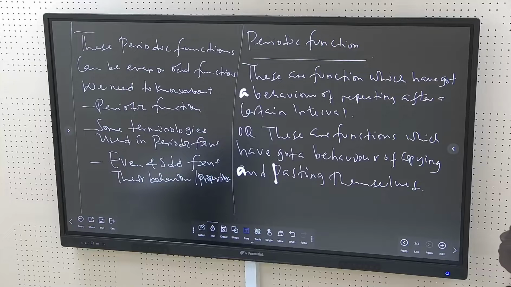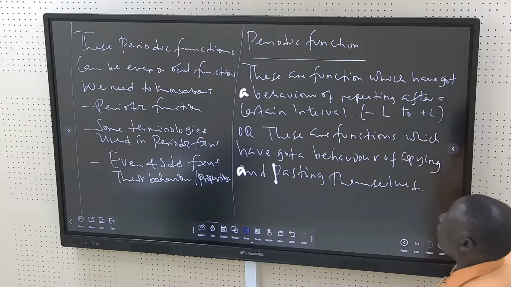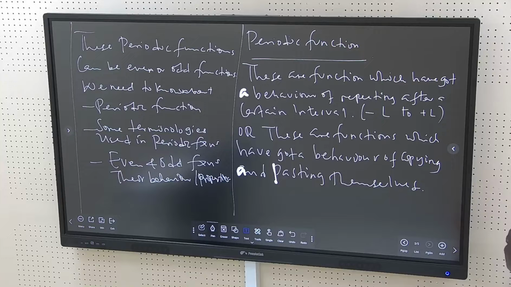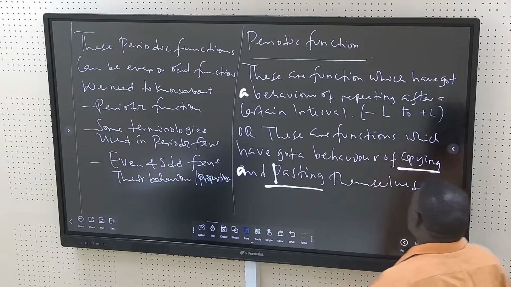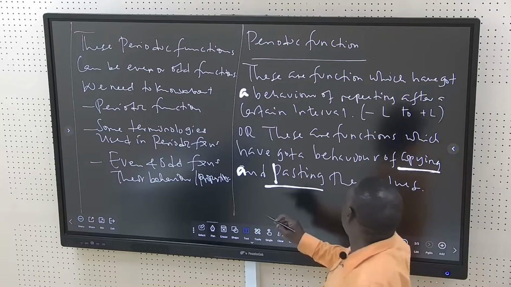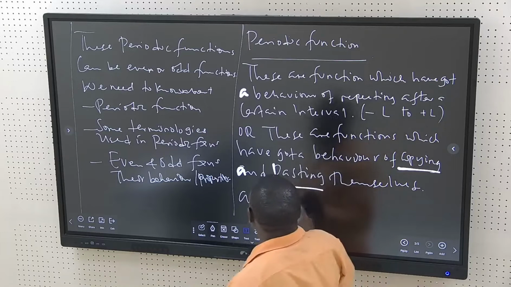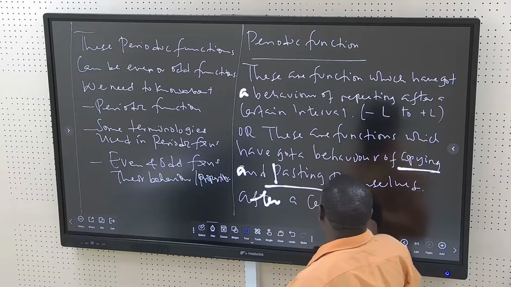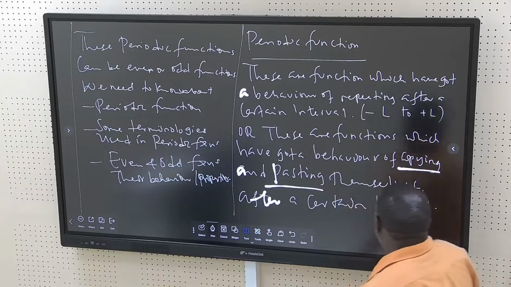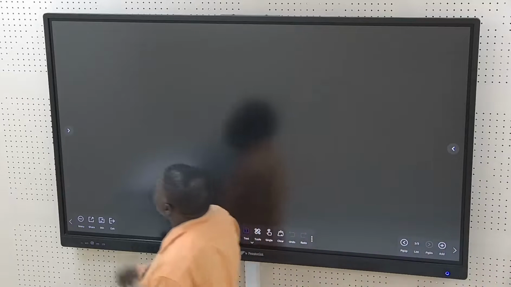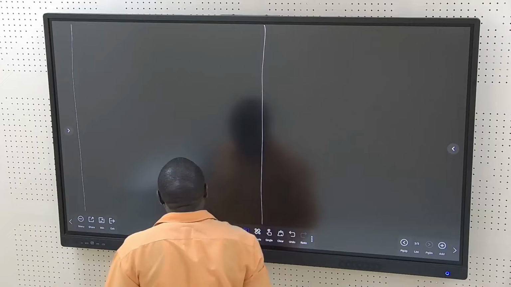And actually, this interval can be from negative L to positive L. These are functions which copy themselves and paste themselves the same after a certain interval. All right, so let us see some examples of periodic functions.